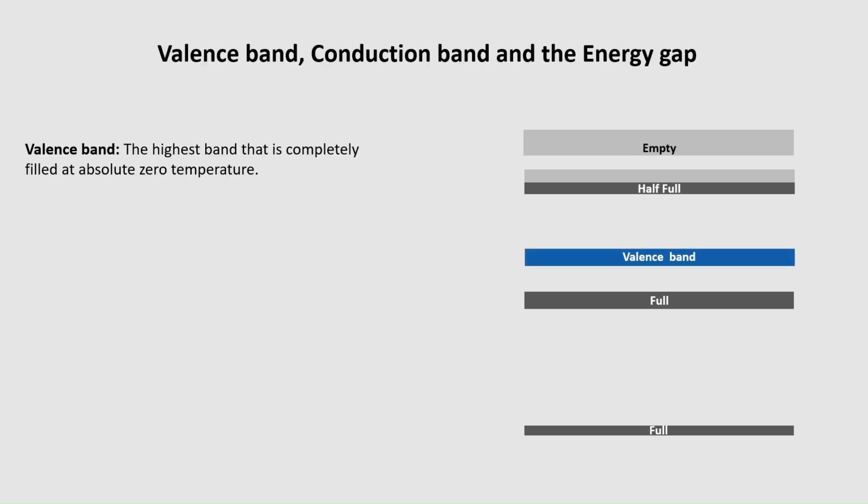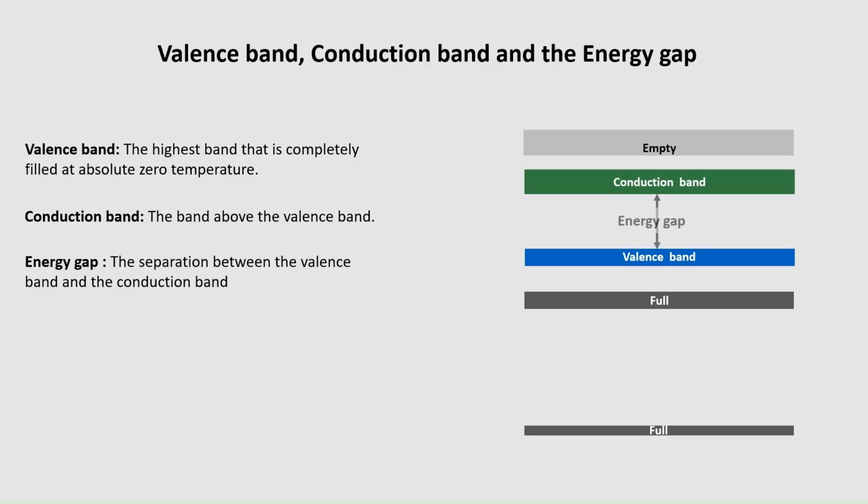The highest band that is completely filled at absolute zero temperature is called the valence band. The band above the valence band is called the conduction band. Electrons in the conduction band are not bound to individual atoms. Instead, they are free to move throughout the material. This movement under an applied electric field results in electric current. The separation between the valence band and the conduction band is called the energy gap.